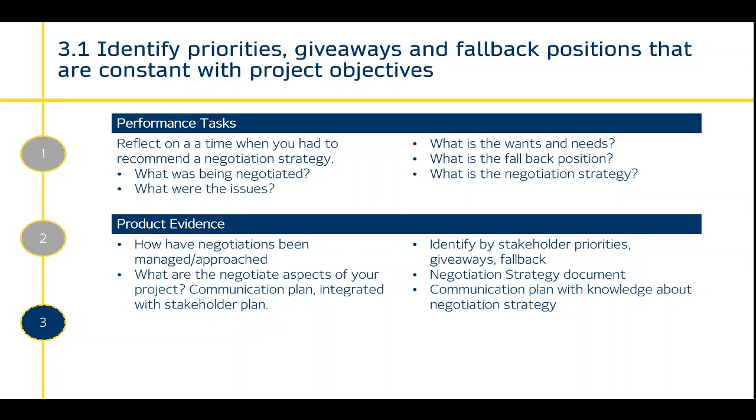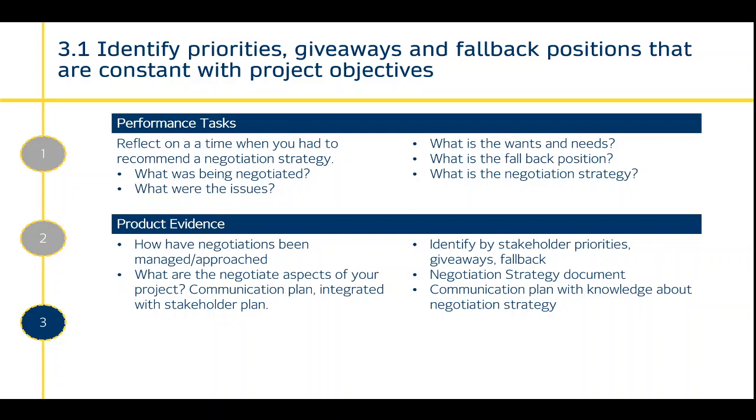3.1 is about identifying priorities, giveaways and fallback positions that are consistent with project activities. So this is the first step to planning your negotiations before you actually get involved in it. You need to plan out what's your priorities, what do you want to get out of these negotiations, what will you give to the other person or the other organisation in order to get what you want, to get your priorities. And your fallback position is the minimum you want to get out of this, otherwise you'll walk away and not reach a deal. You need to be clear about these things before going into a negotiation.